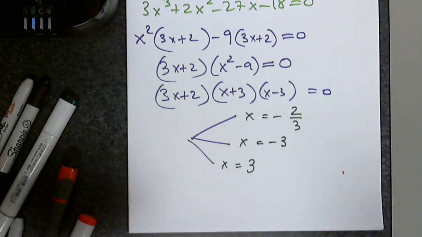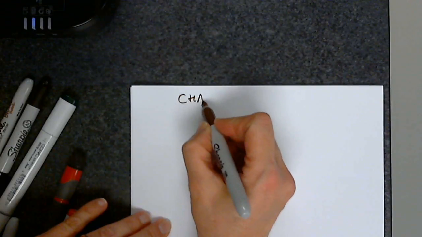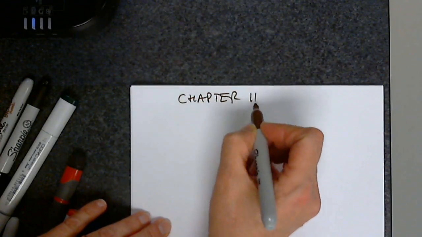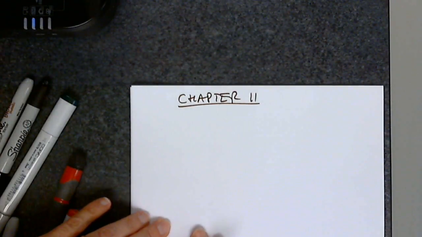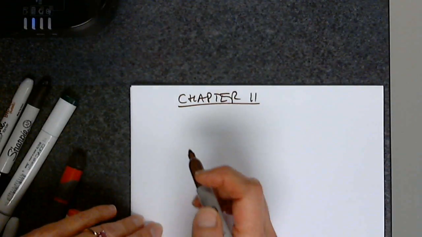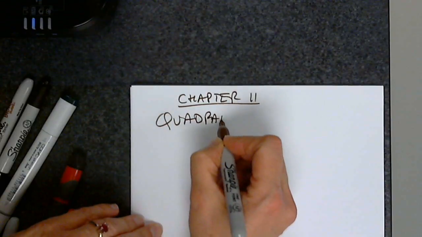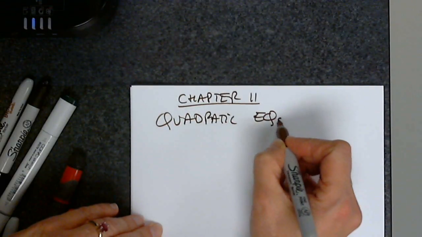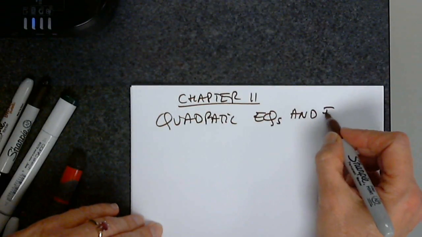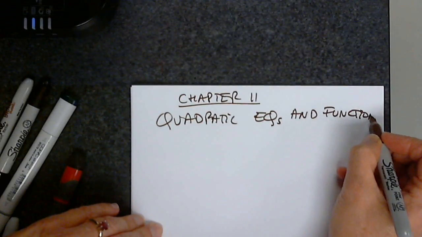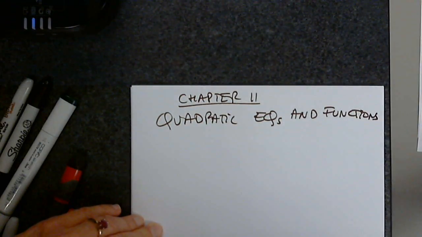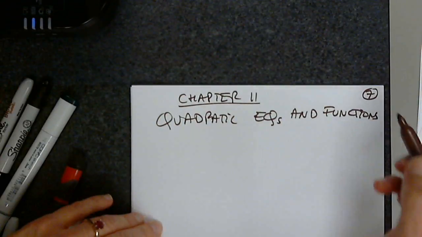Okay, so let's start chapter 11. Chapter 11 is about quadratic equations and functions. And you can say again, yes, because we haven't graphed those functions. We only looked at equations. So quadratic equations and functions. And I'm on page 7. Okay.